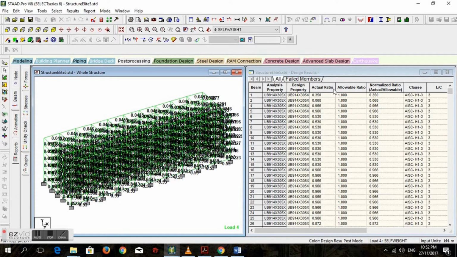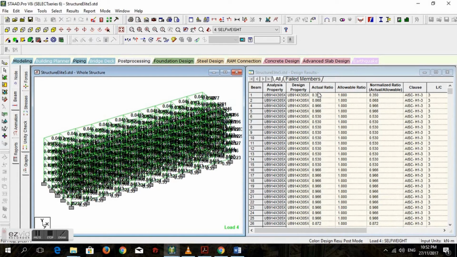This is the actual ratio. This is the allowable ratio. Our actual ratio must not exceed this allowable ratio, because if it exceeds, it will fail. But then it can't be too less, because if it's too less, it means that the structure is too strong, so we are spending more money to provide much more strength that is not needed.